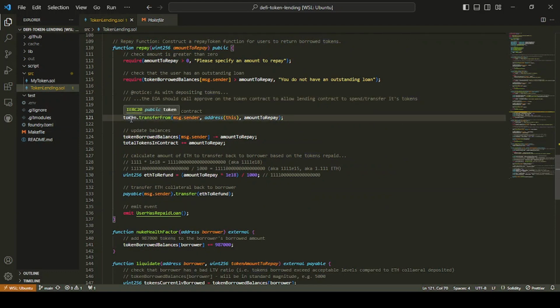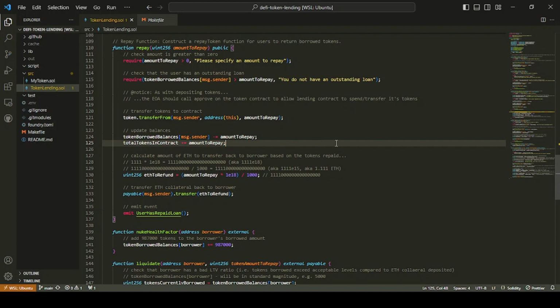So again, on the token call, transfer from message.sender to address(this) the amount to repay. Let me see. Update balances again. Straightforward. Take the amount off the borrowed balances because they just repaid it, and add it into the contract because it's just come back into the contract. Okay. Now we need to calculate the ETH to refund.